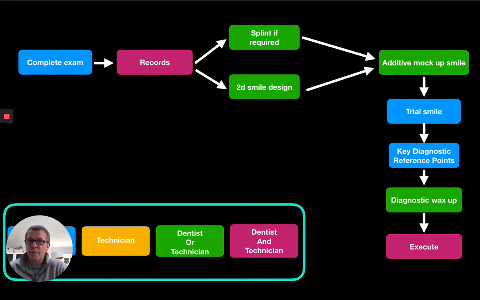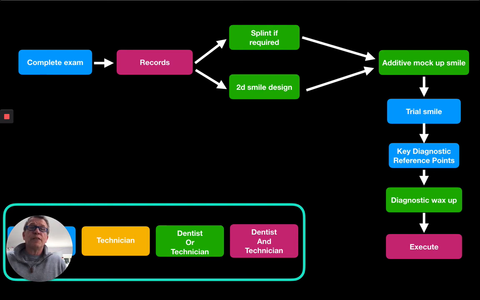What you'll see here, the blue squares are the things that the dentist has to do. Yellow squares are the technician's work. Green are the things that either the dentist or the technician could do, and then the purply coloured ones or the reddy coloured ones are the things that the dentist and the technician do together. So the dentist has to do the complete exam. If it's an advanced patient, we're going to take these records, which the dentist could do or the dentist and the technician can do together.